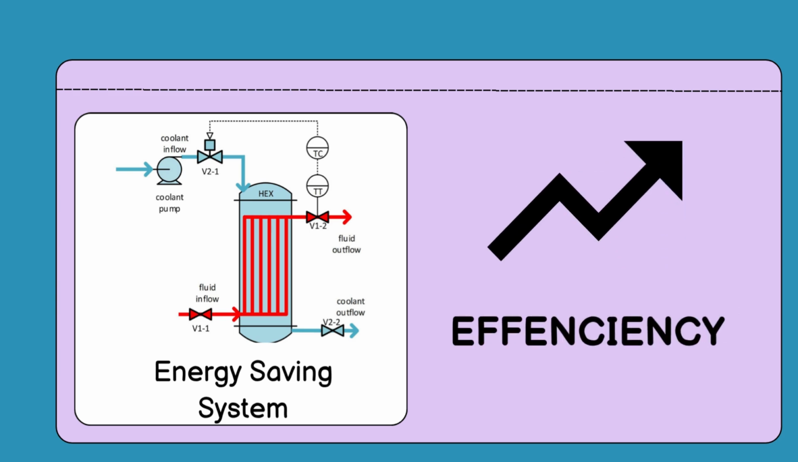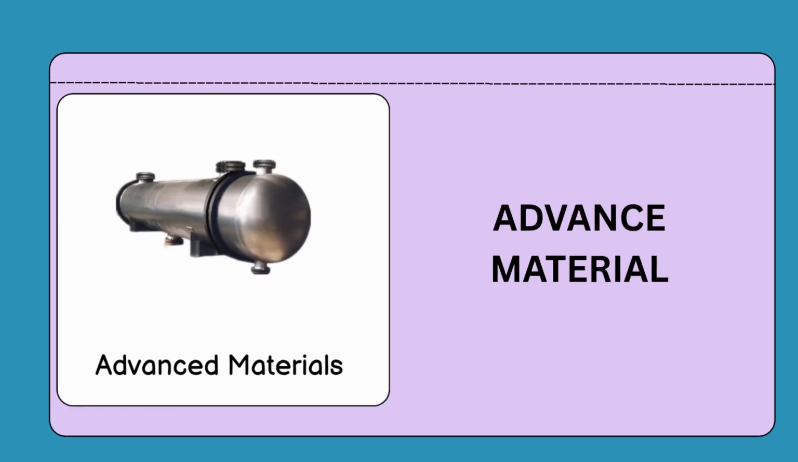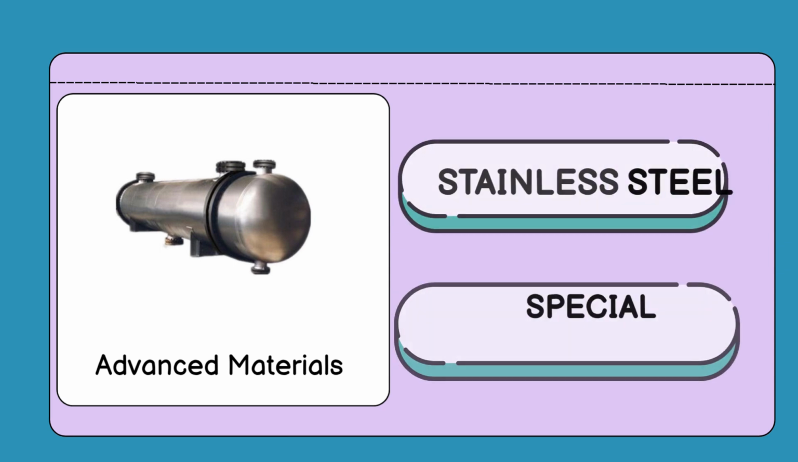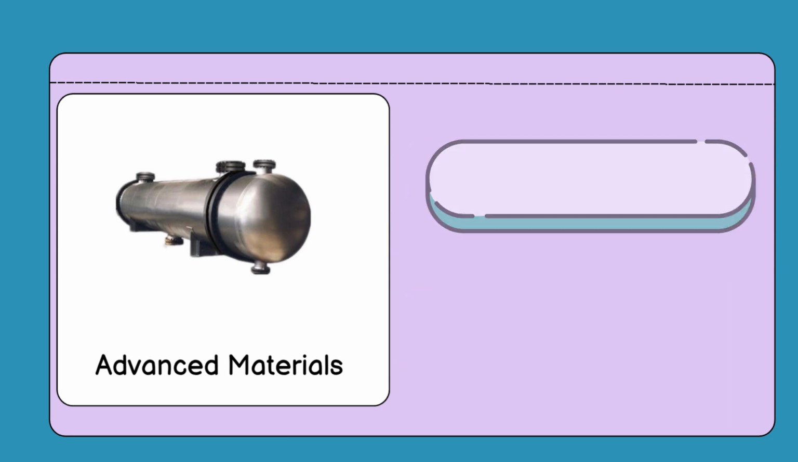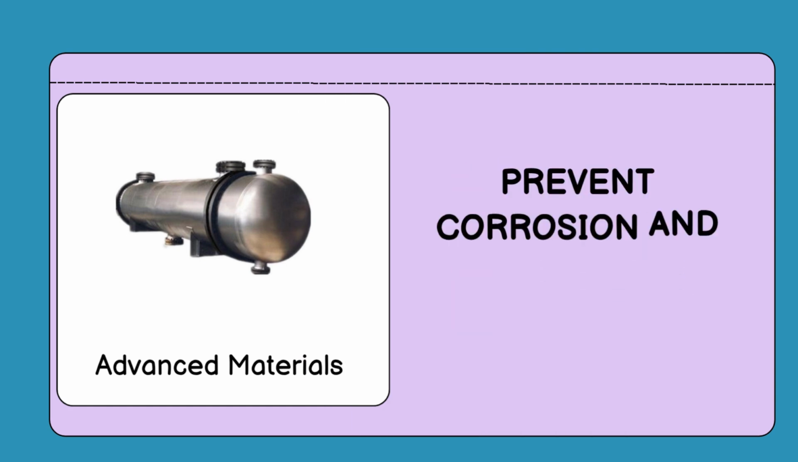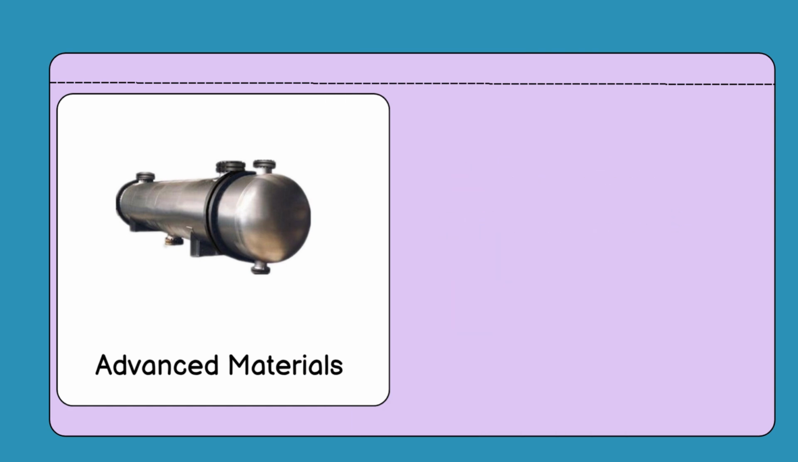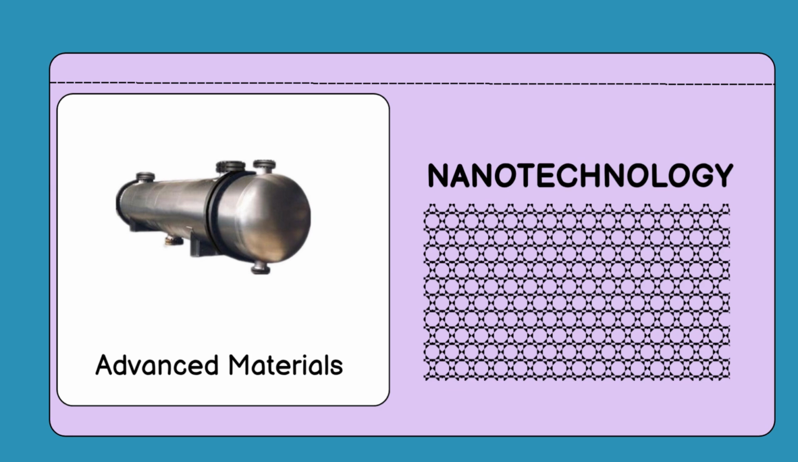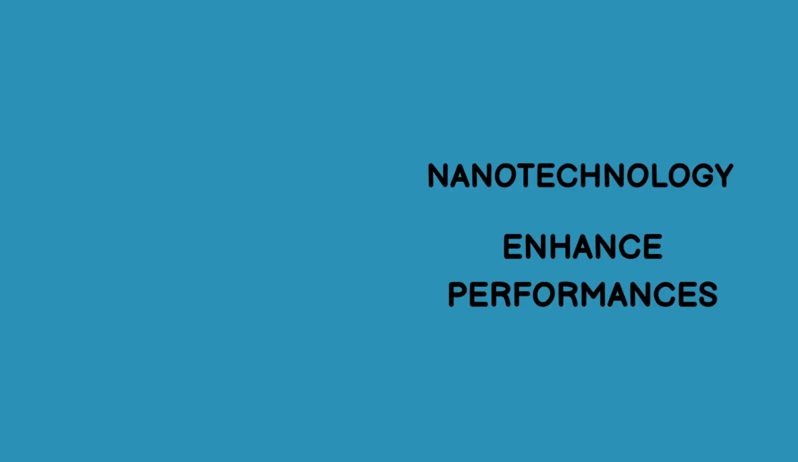Next is advanced materials. Advanced materials are used in the heat exchanger. Materials such as stainless steel and special coatings help improve heat transfer and prevent corrosion and fouling. Some modern systems also use technologies related to nanotechnology to enhance performance.